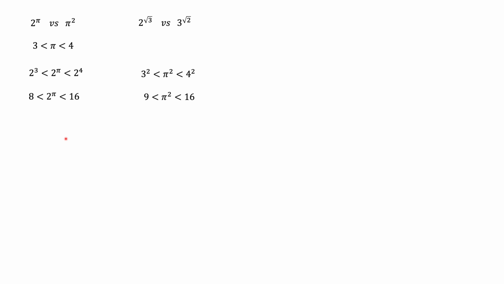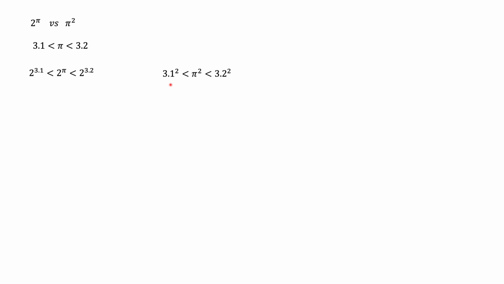To do that, let's get a little bit better estimate on pi. Since pi is about 3.14, we can say that pi is between 3.1 and 3.2. We're going to apply 2 to the power of x function to all these numbers. Inequality will hold because 2 to the power of x is monotonically increasing function. And in a similar way, we're going to square these numbers to get an estimate for pi squared.